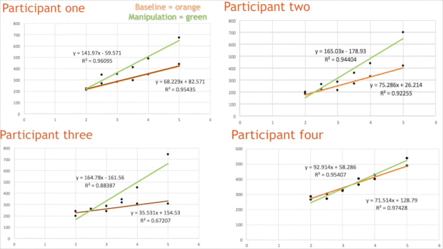The manipulation of completing the task with one eye had an inhibitory effect. The inhibitory effect of the manipulation was increased as task difficulties increased. Participant 4, however, showed no interaction, and again this may be due to individual differences.